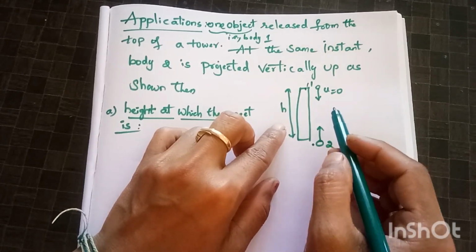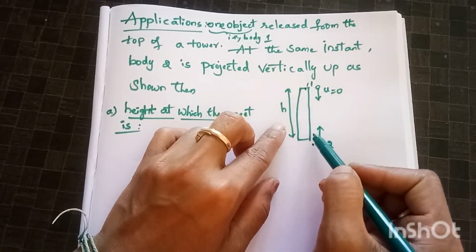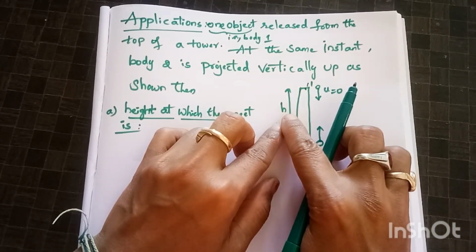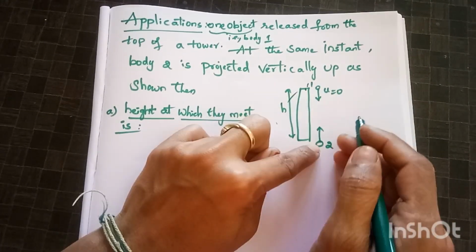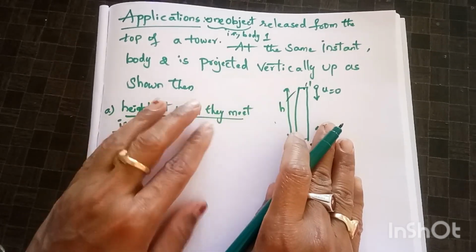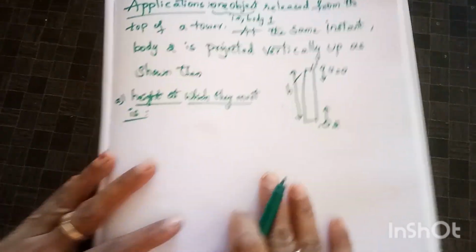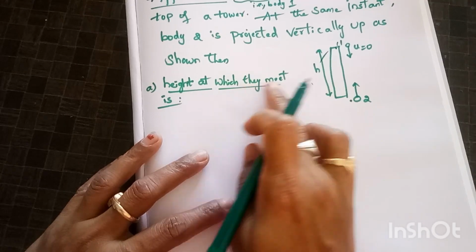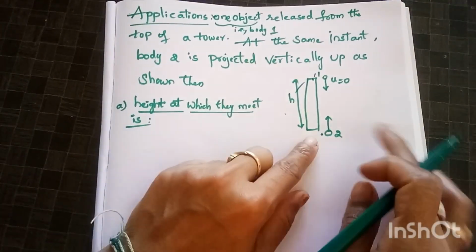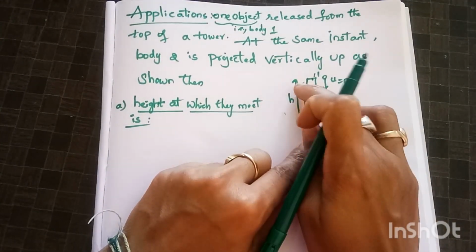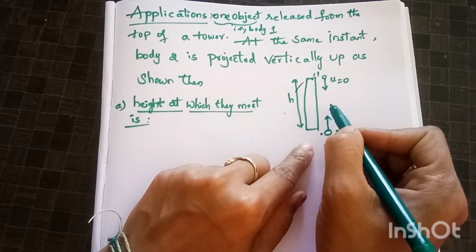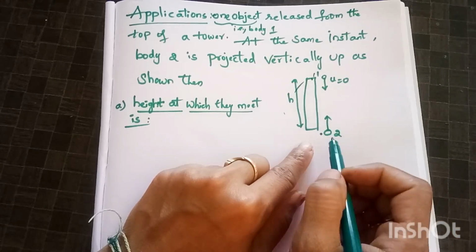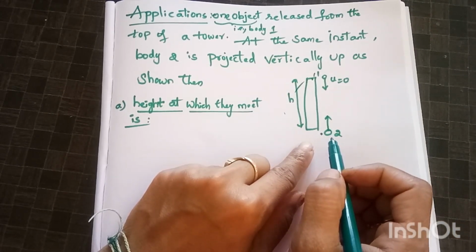I said that the displacement or distance traveled by the object which is projected vertically upward or freely falling can be considered as height. So the height of the tower is h. Now we are going to find some terms based on this concept. We are going to find the height at which they meet, that is, at what point of height the two objects will meet.